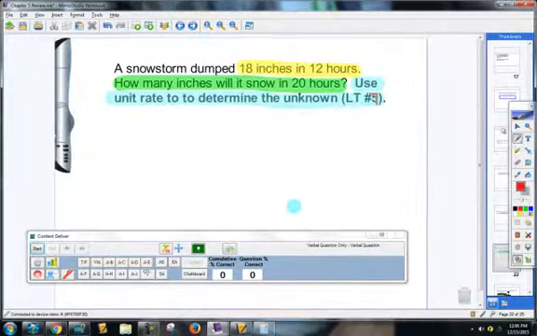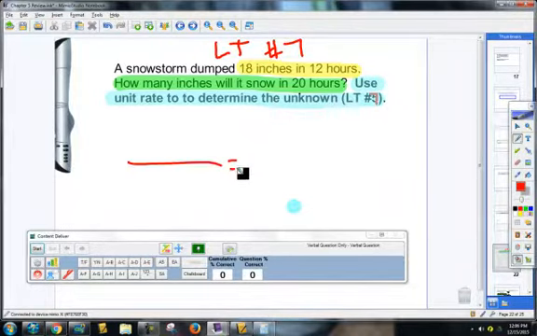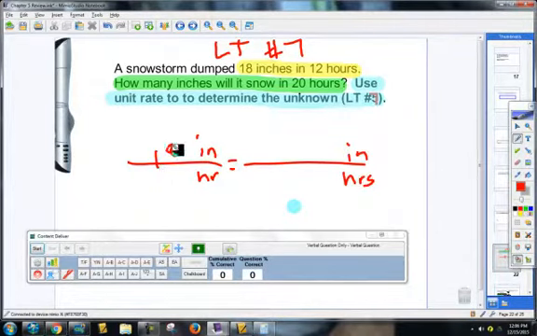Now, this is another one of these learning target number 7s. It's going to be on the test. Okay? There's going to be at least one that I say, okay, a snowstorm dumped 18 inches in 12 hours. How many would it dump in 20 hours? Now, this is wrong. If you just did this, Caden, quit writing and just listen, bud. Okay? If you did this, and then put 20 there, and then cross multiplied and divided, that's wrong.